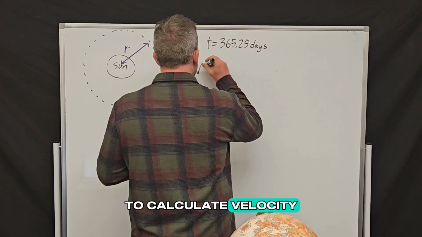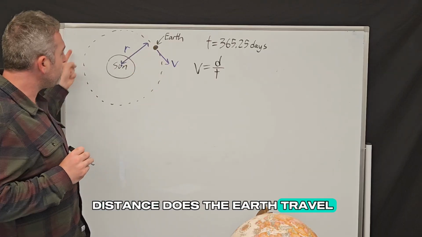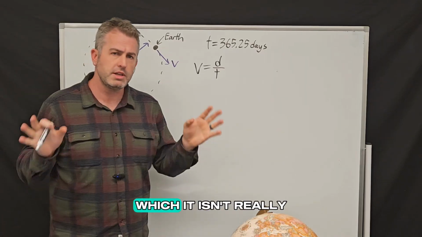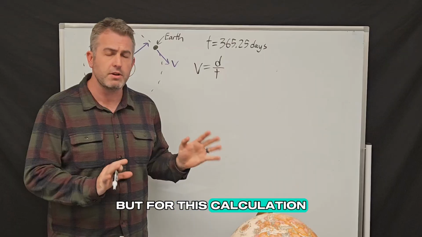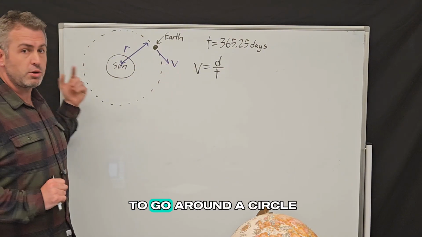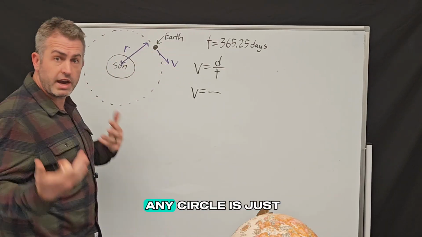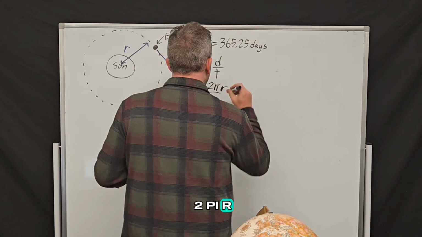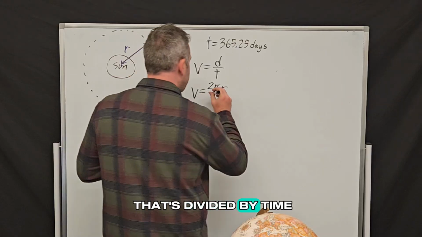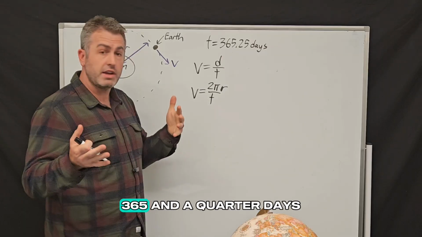And in physics, to calculate velocity, it's simply distance divided by time. And so how much distance does the Earth travel to get around the sun once? Well, if we assume that it's a relatively circular orbit, which it isn't really, it's actually an elliptical orbit, but for this calculation, you can get an average velocity by assuming a circle. Well, what is the distance you have to travel to go around a circle? Well, that distance is the circumference of the circle. And the circumference of any circle is just 2 pi r, right? And so r, in this case, is the distance from the Earth to the sun, which is known. And that's divided by time. Speed equals distance over time. Well, the time is also known, 365.25 days.